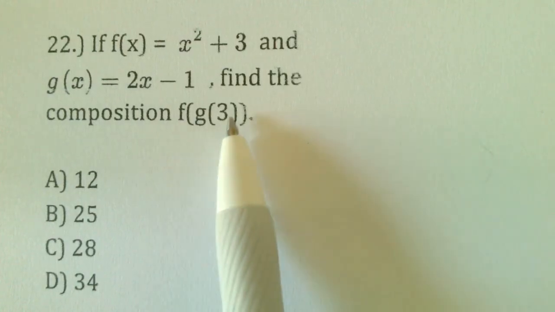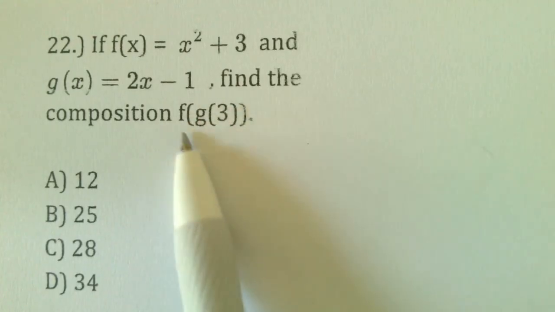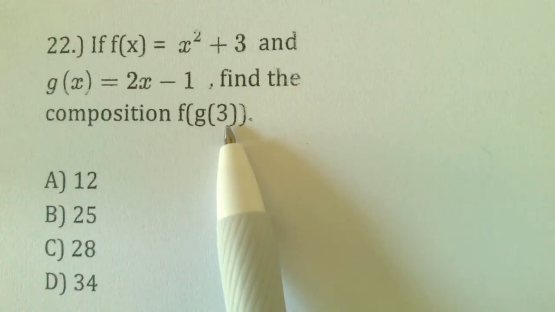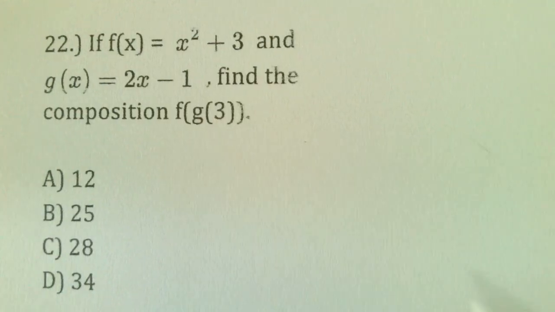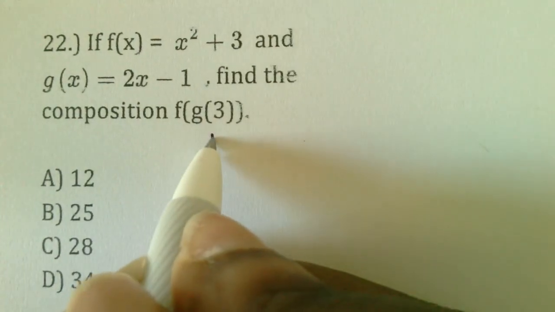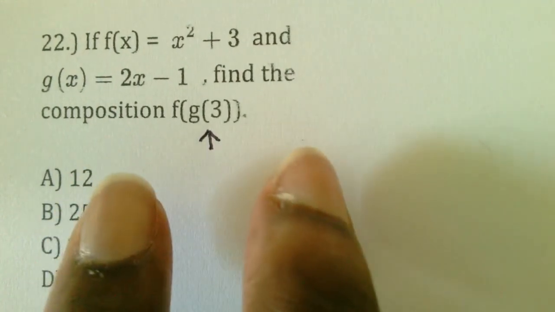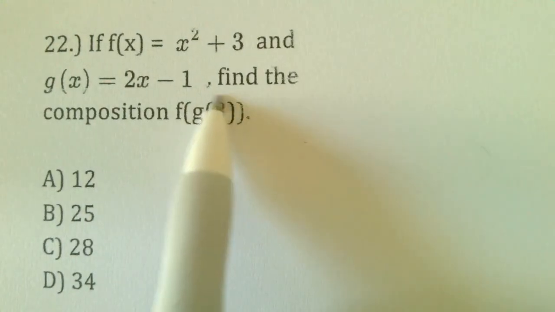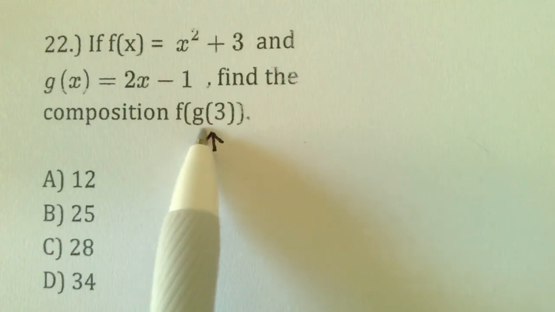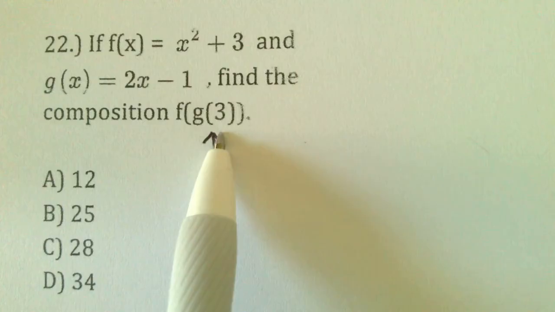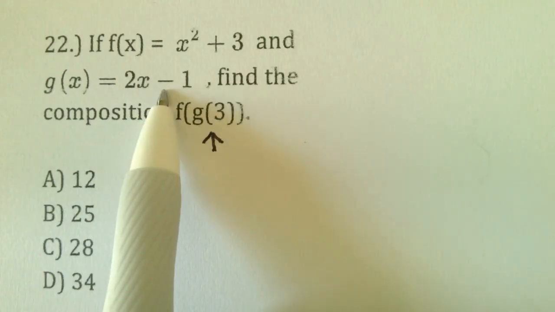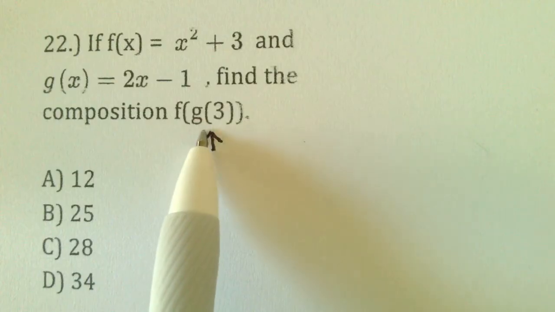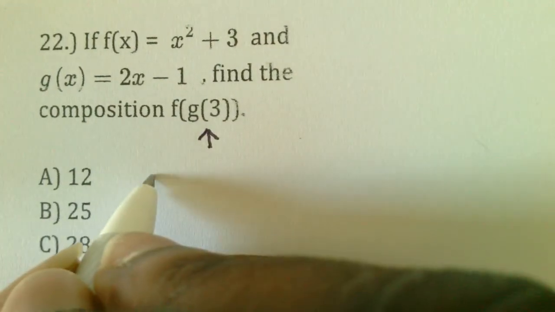This is a combination of two functions. We've done functions before, but when you do something like this, it looks like a handful. The secret is to work from the inside out. So your first focus should be the g of 3. The g function is 2x minus 1, and we're looking for the g of 3. That will be our first part.